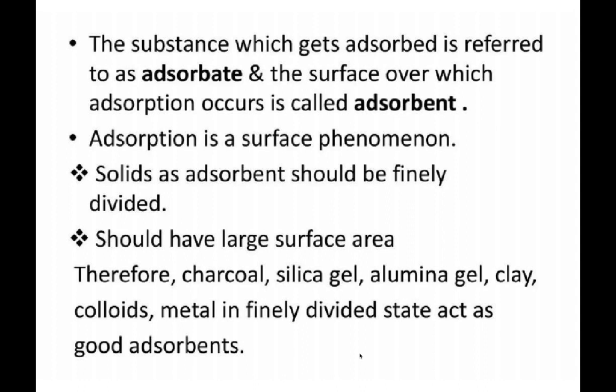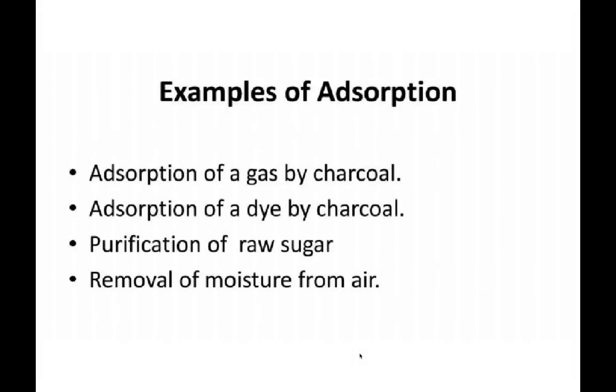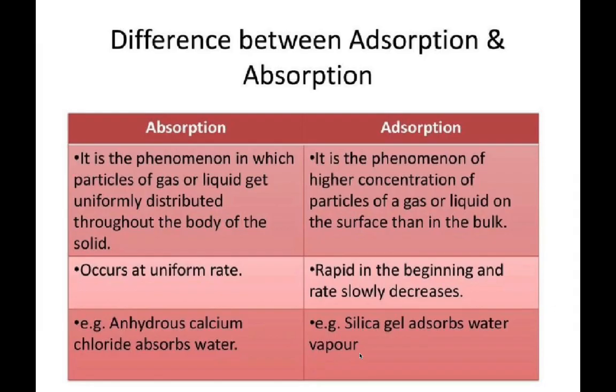And normally we use charcoal, silica gel, alumina gel, clay, colloids, and metals in a finely divided state as good adsorbents. Some examples of adsorption are adsorption of a gas by charcoal, adsorption of a dye by charcoal, purification of raw sugar, and removal of moisture from air. Then we also saw the difference between adsorption and absorption.